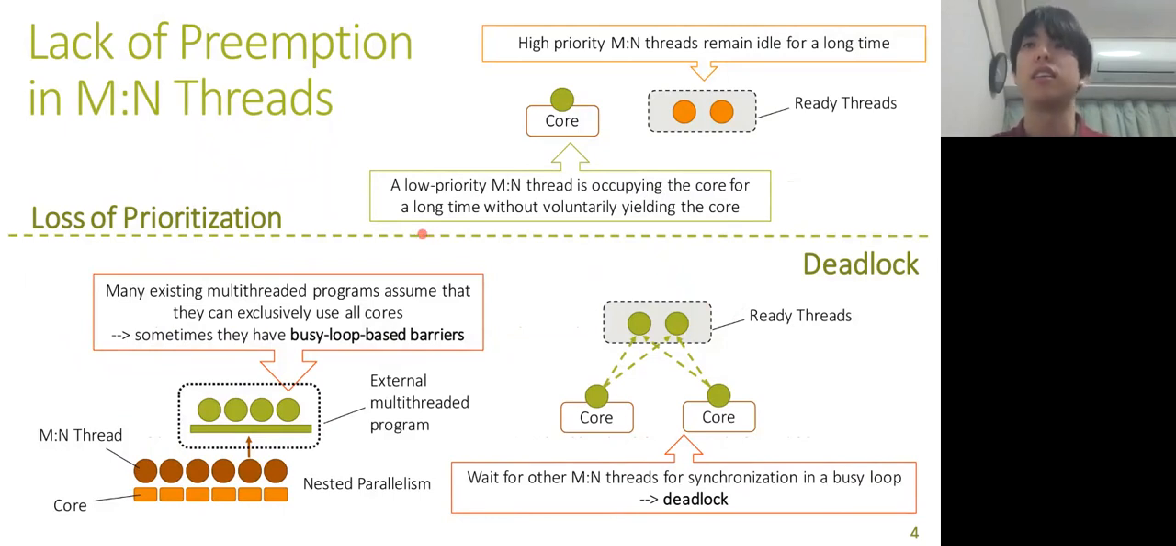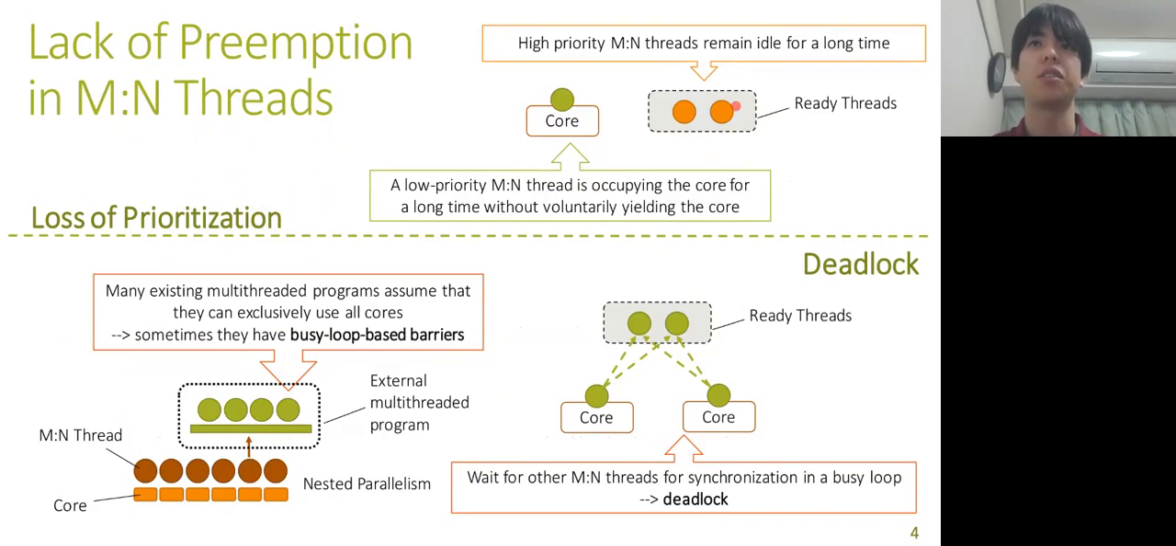One capability that user-level threads are missing is preemption. Lack of preemption can be problematic in many situations. For example, priority of threads can be ignored without preemption. The figure shows that a low priority thread is occupying this core for a very long time, and high priority threads are waiting for it.